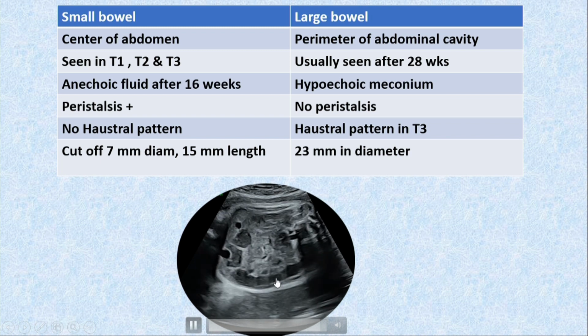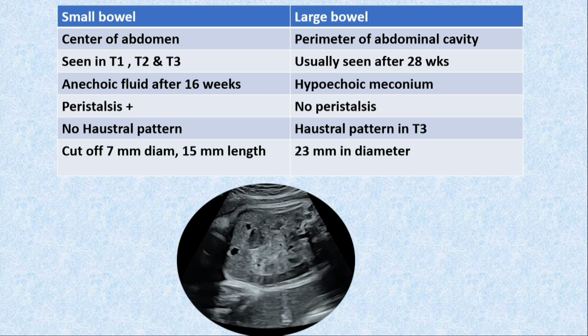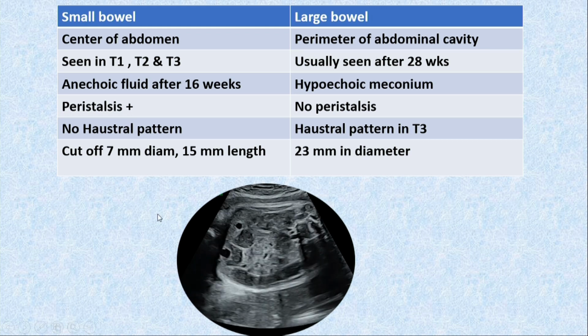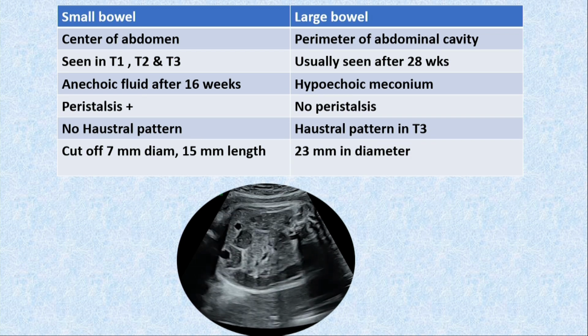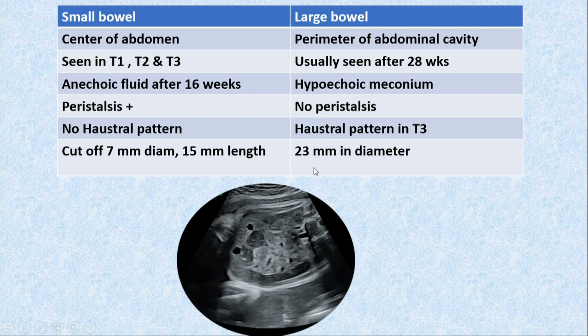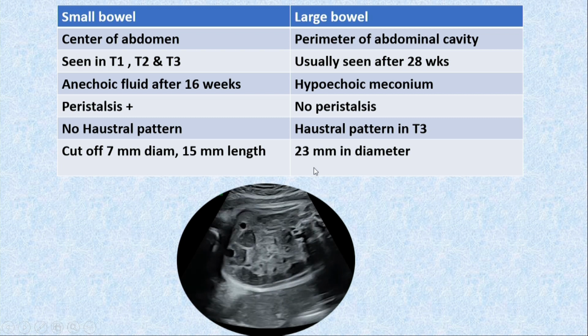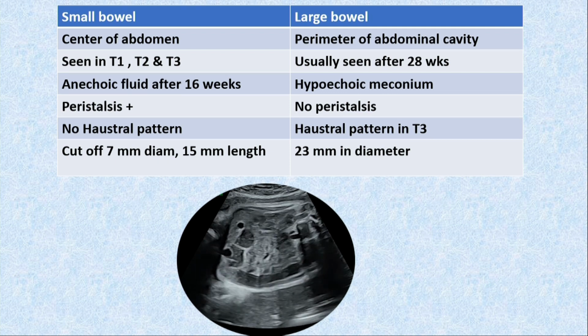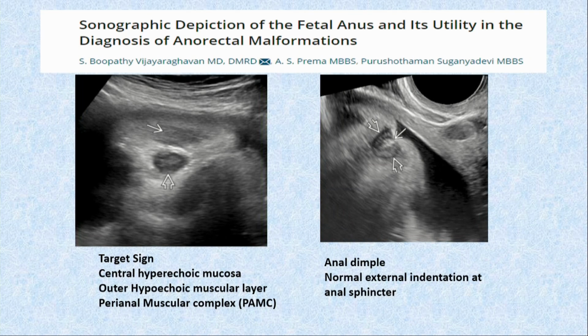Now, what are the cutoffs to say that this is dilatation or not? For small bowel, it should be a length of 15 millimeters and a diameter of 7 millimeters. More than this will definitely be a dilatation of the small bowel. For the large bowel, if the diameter is more than 23 millimeters, then we say that it is dilatation. And with dilatation and obstruction, again, we have to look at the peristalsis, which can be a very vigorous to and fro peristalsis. And then we come to the last part of the GIT, that is the fetal anus.